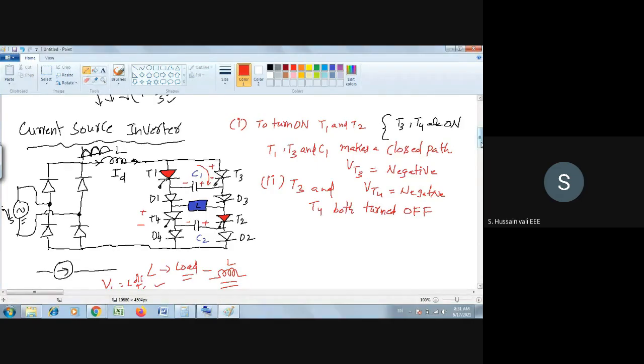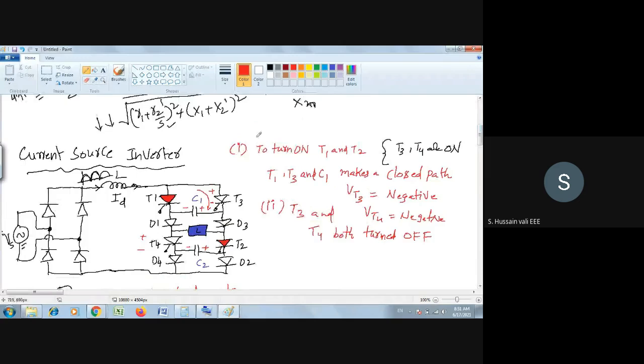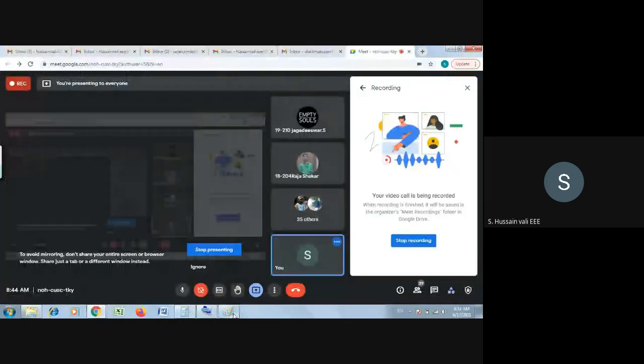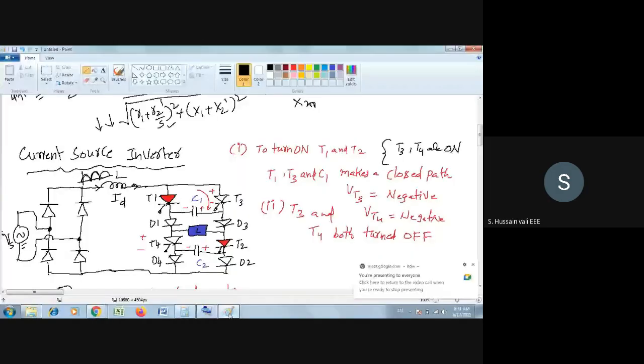I will write this step here, before this first step. Before this first step, I said that T3, T4 are on. In what sense are they conducting? That's the question, and I will show you here. T3, then the load, then T4, and ID. I will show you here. See here.